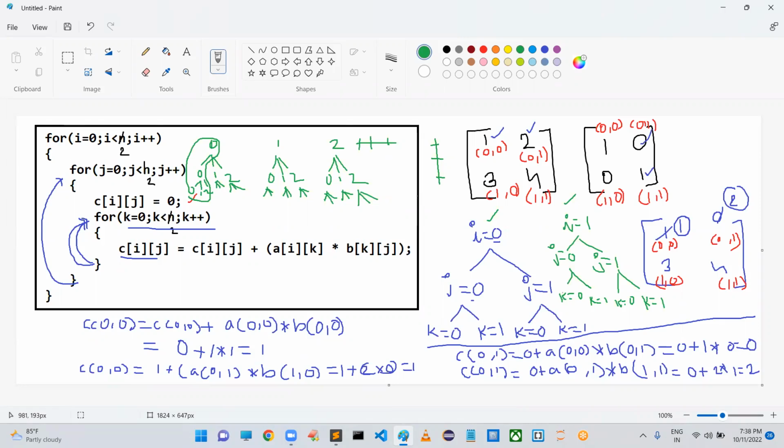Clear? Yeah, no problem, Shiva. Because you have joined in the middle, so you don't know what is happening here. Okay, just you need to wait, then you can ask your doubts.